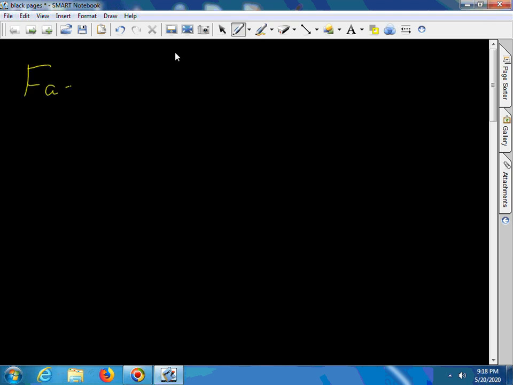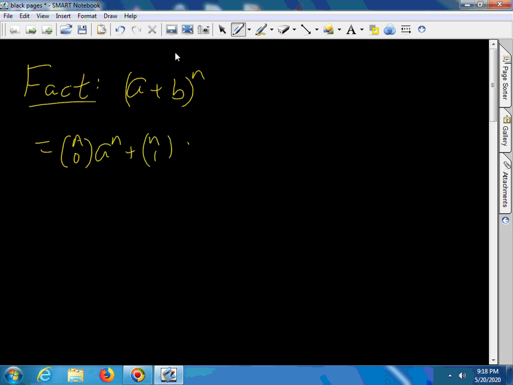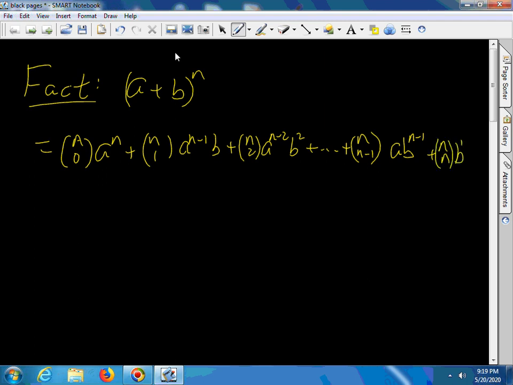We're going to prove the binomial theorem. (a + b)^n equals n choose 0 times a^n, plus n choose 1 times a^(n-1) b, plus n choose 2 times a^(n-2) b squared, all the way down to n choose n-1, which will be a b^(n-1), plus n choose n times b^n.